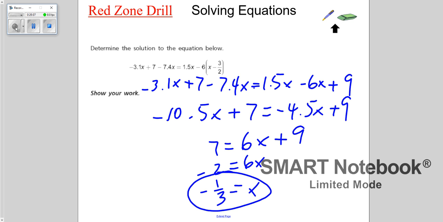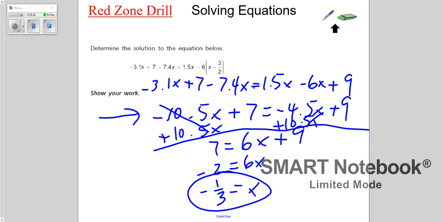Distributive property on the right-hand side, then combine like terms on both sides. When I got to this step, I chose to do plus 10x to both sides because negative 10.5x is the smaller one, and I didn't want to deal with these negatives anymore. And when I added it to both sides, it made the equation pretty nice because it made it a positive 6x. And then it was a two-step equation, and it came out to negative 1/3, no problem there. If it comes out to a repeating decimal, write it as a fraction.